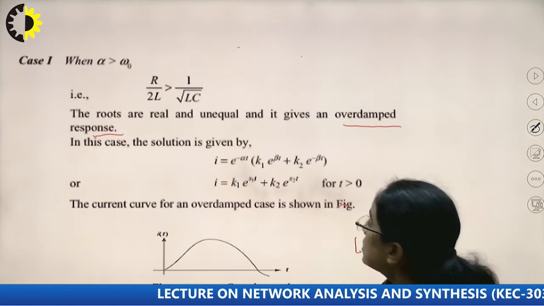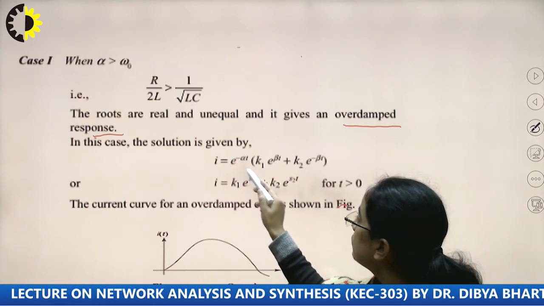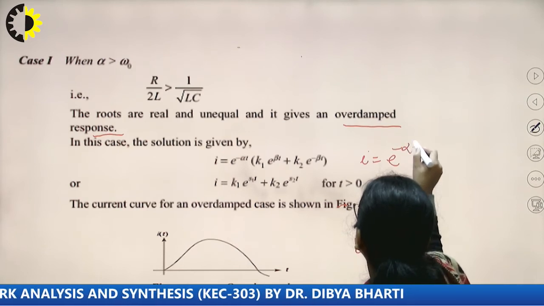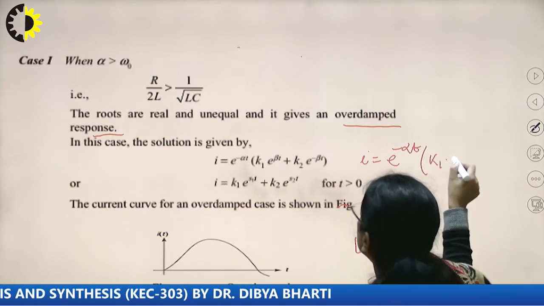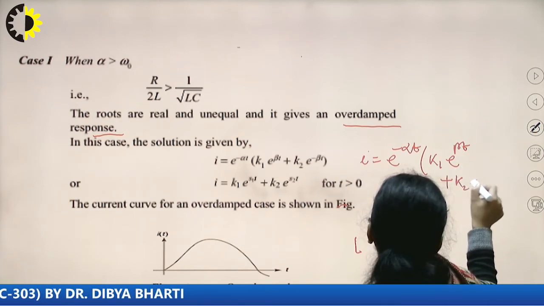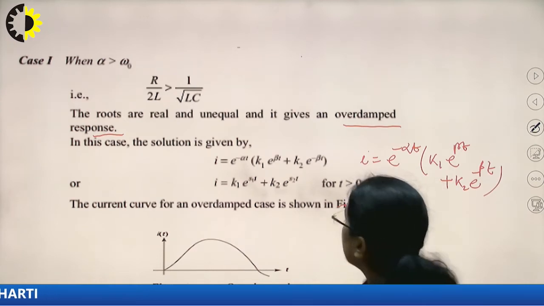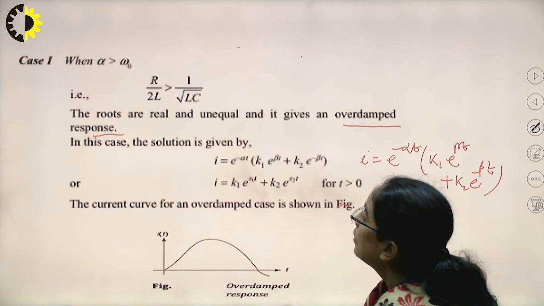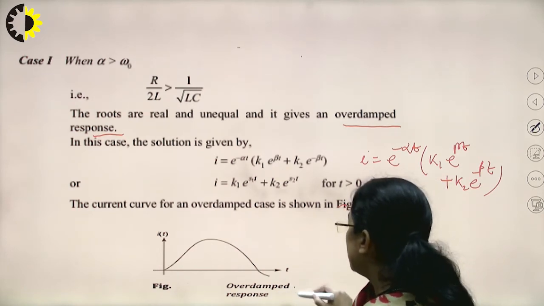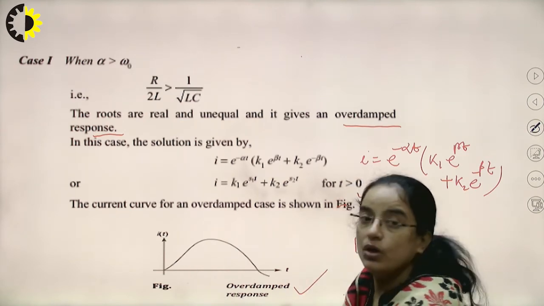In this case i(t) will be e to the power minus alpha t, times k1 e to the power beta t plus k2 e to the power minus beta t. This is the solution for the case of overdamping when R by 2L is greater than 1 by root LC, and this is the curve. This is i(t) plotted with respect to time.